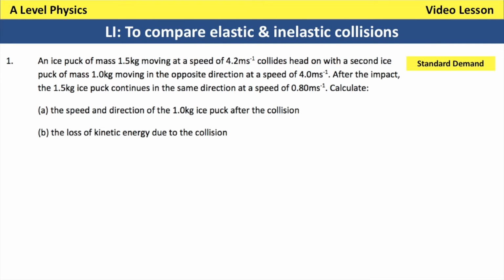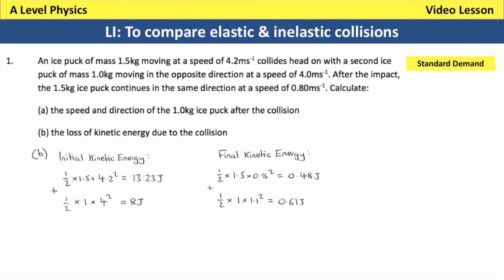Now we want to work out the loss of kinetic energy due to the collision. We work out the initial kinetic energy first. Remember, kinetic energy is a half times mass times speed squared. So we do a half times 1.5 times 4.2 squared for the 1.5 kg ice puck, and a half times 1 times 4 squared for the 1 kilogram ice puck. The final kinetic energy, obviously we needed to have worked out the speed that we just have. So we do a half times 1.5 times 0.8 squared and a half times 1 times 1.1 squared. Add those together and then subtract the differences. We find that the amount of kinetic energy lost is 20.14 joules.